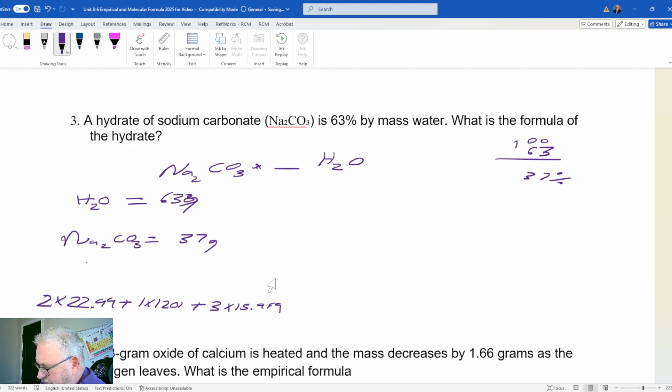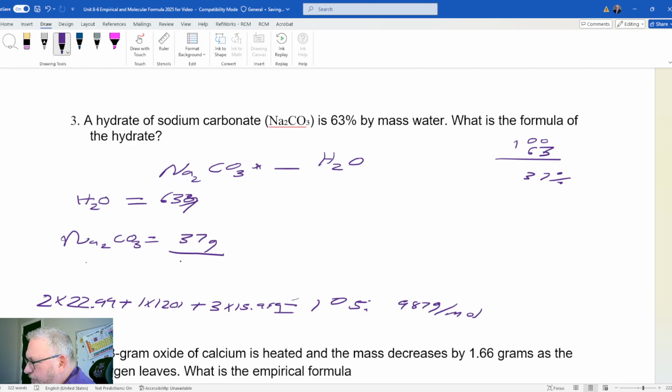So give me a sec. 2 times 22.99 plus 12.01 plus 3 times 15.999. So I get a molar mass of 105.987 grams per mole. So this is going to be a rough estimate.